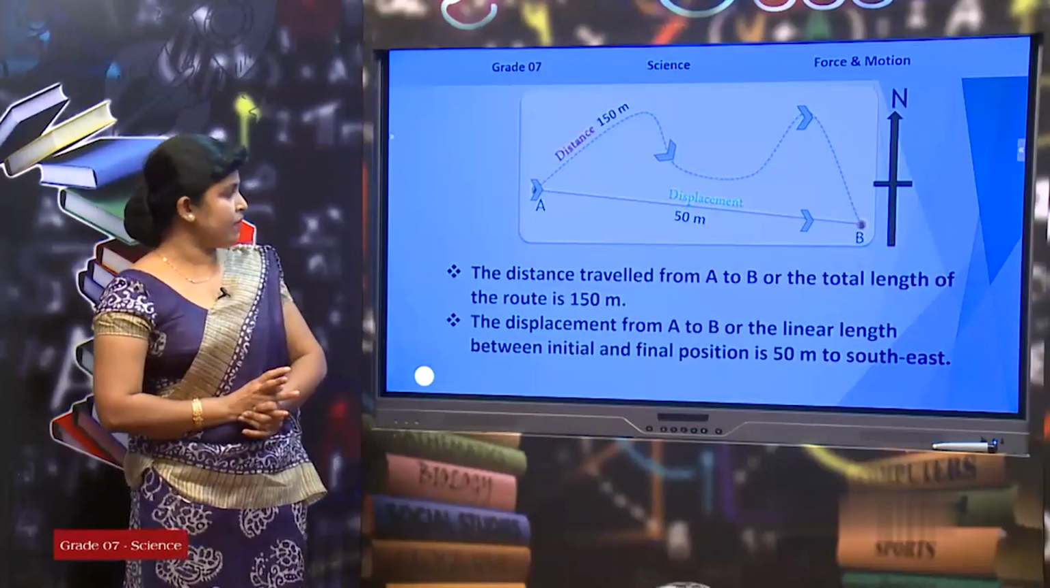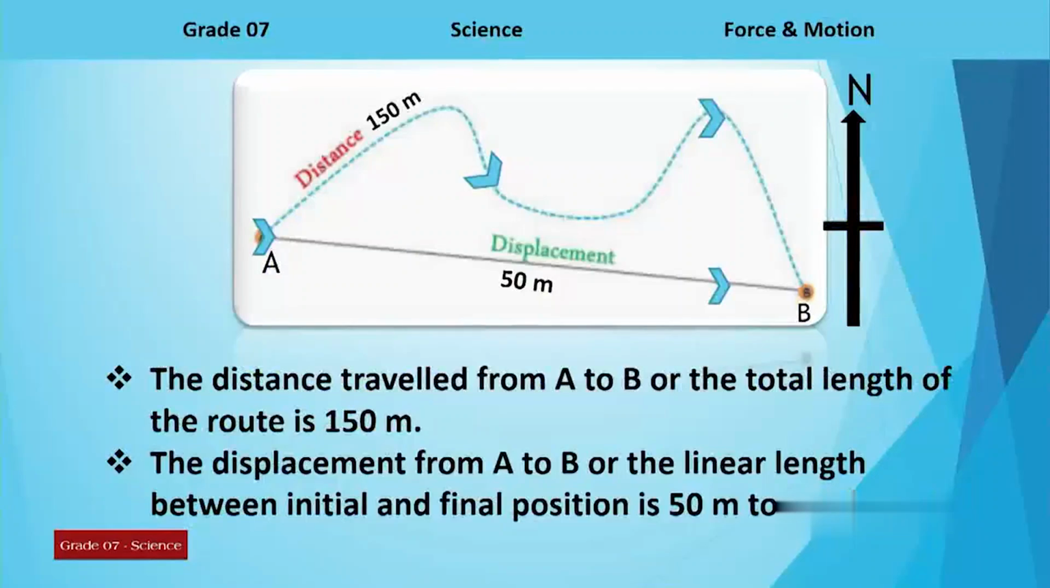The distance travelled from A to B, or the total length of the route, is 150 meters, right? You know that. The displacement from A to B, or the linear length between initial and final position, is 50 meters to the southeast. That is very important. 50 meters to the southeast, I have given you the direction, right? That is very important.